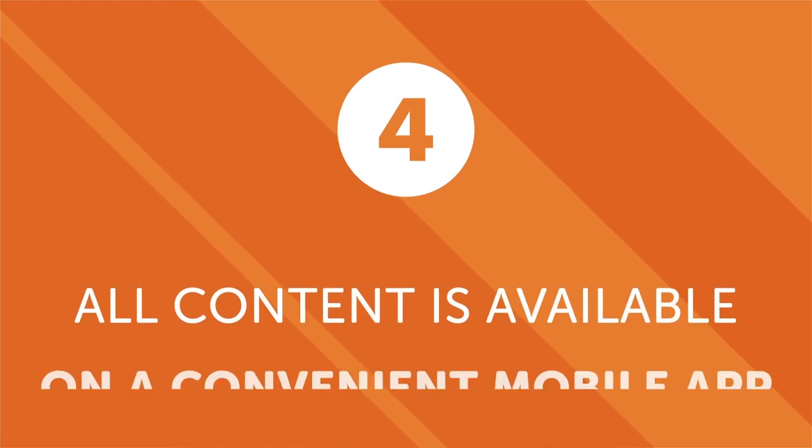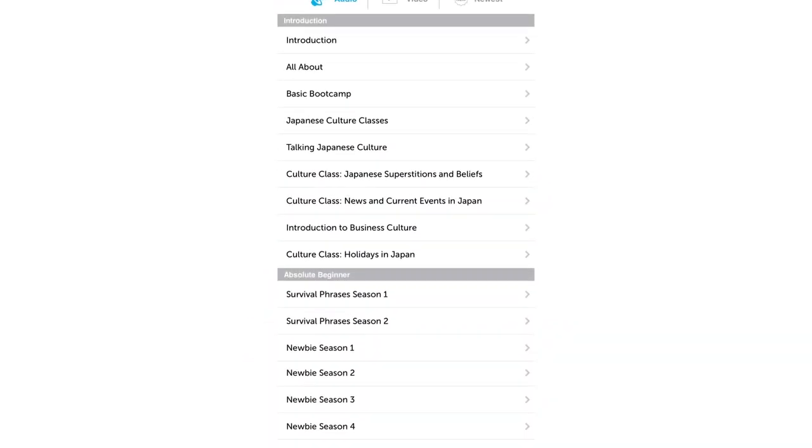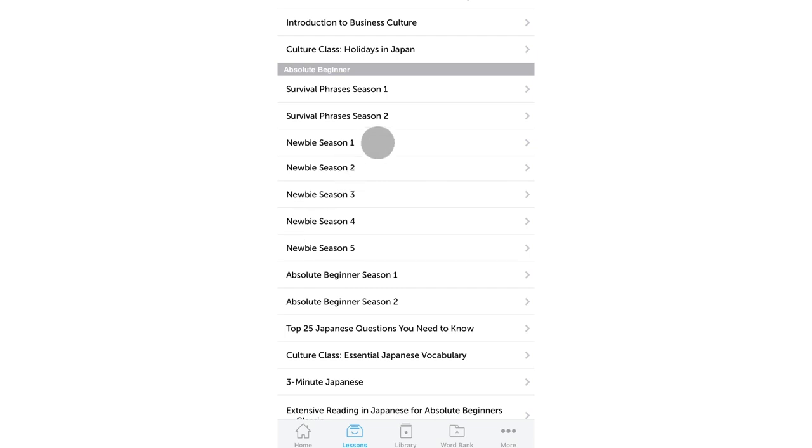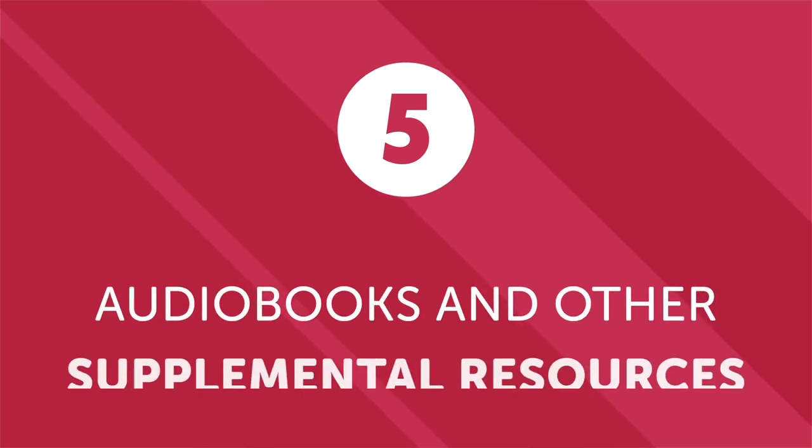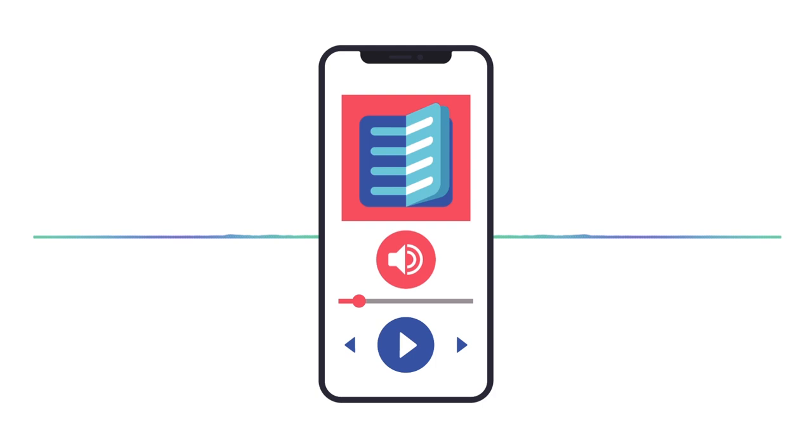Fourth, all content is available on a convenient mobile app. You don't need a PC or tablet to learn during your daily commute. Instead, all of our lessons, tools, and resources are available 24/7 via our mobile app. That means you can access all of our audio lessons and other tools during your commute to work or anytime you have a few spare minutes. Fifth, audiobooks and other supplemental resources. In addition to the world's largest online collection of HD audio lessons, our language learning program has audiobooks to enhance your understanding and make it more convenient than ever to learn a language during your commute. The average commute time of most Americans is over 300 hours each year, and it's the perfect opportunity to learn and master a new language.